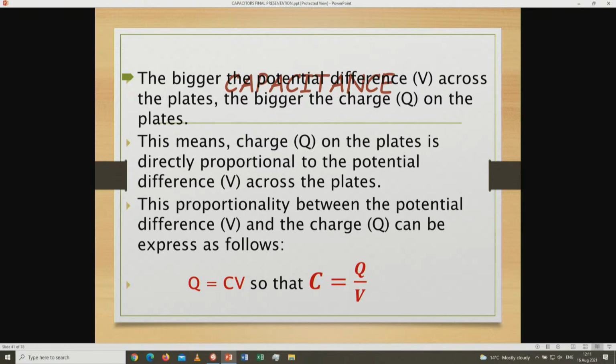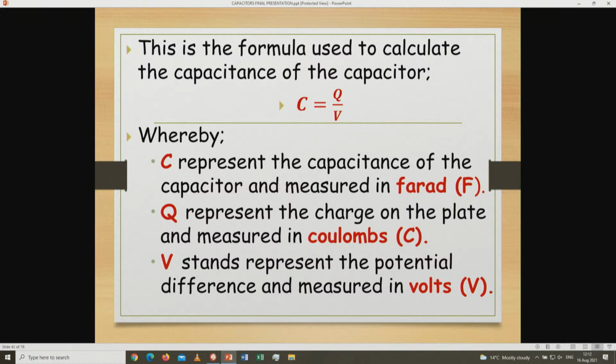Right. The bigger the potential difference across the plates, the bigger the charge on the plates. This means the charge on the plate is directly proportional to the potential difference across the plates. Now, this proportionality between the potential difference and the charge can be expressed as follows. Q equals CV, so that we know that capacitance is Q over V. This formula is used to calculate the capacitance of a capacitor. Remember when we started, I showed you all the formulas that we're going to use to calculate capacitance.